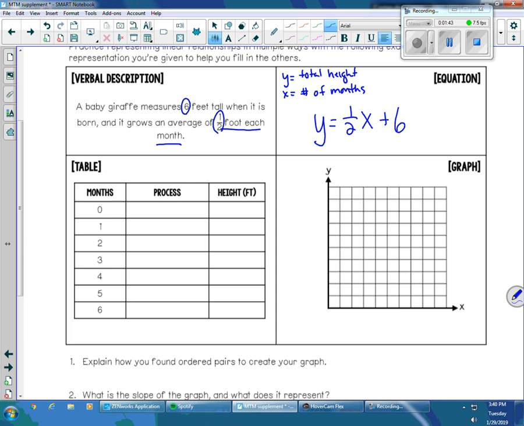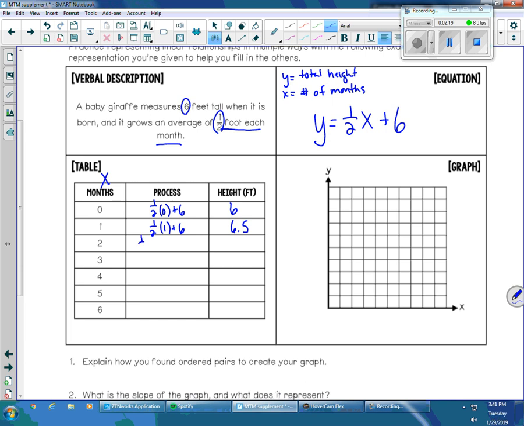Does that make sense? So, if I'm using the process, I'm going to plug in my values, my months, to figure out my height. So I'll take 1/2 times 0 plus 6. Well, 1/2 times 0 is going to be 0, so it's going to be 6 feet tall. At birth, he's 6 feet tall. 1/2 of 1 plus 6. Well, half of 1 is a half, so at 1 month old, he'll be 6.5 feet. Go ahead and pause the video and fill in the rest of the values.